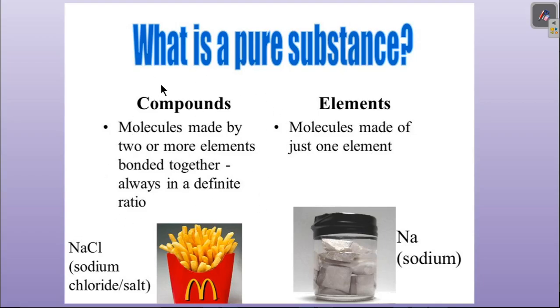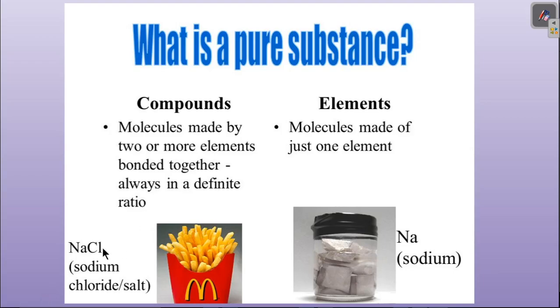Compounds, remember, are atoms of different elements bonded together. A minimum of two different atoms bonded together. And they always have a definite ratio, because if you change the ratio, you have a new compound. We'll learn about all of that in module 3.